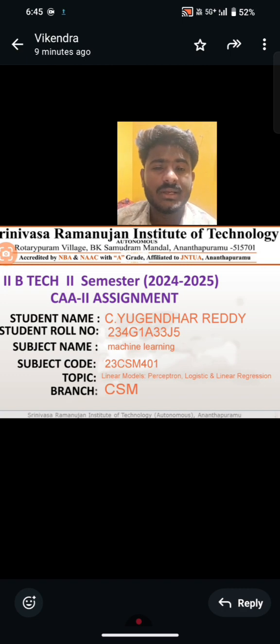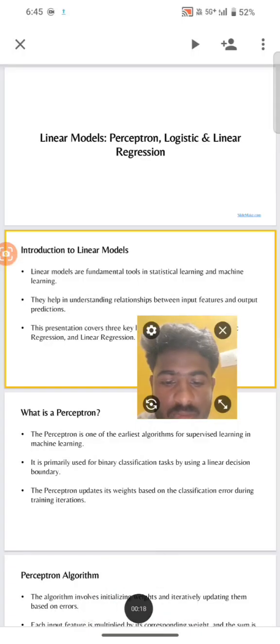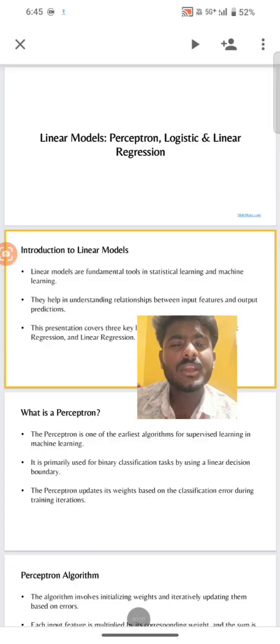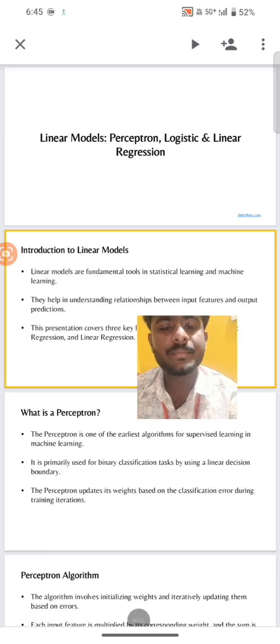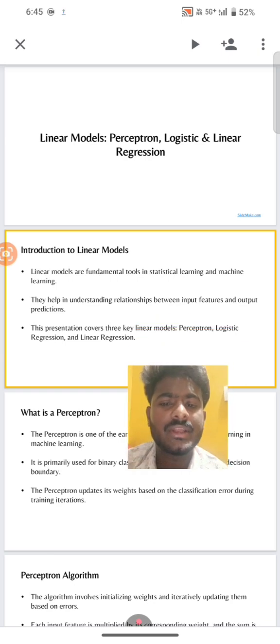Today's topic is linear models: perceptron, logistic regression and linear regression. Introduction to linear models.